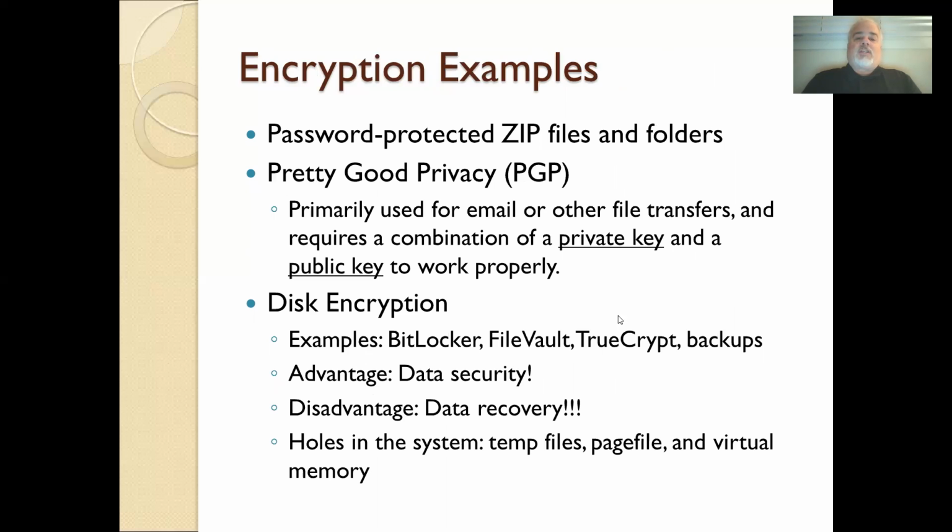So, encryption examples. I mentioned zip as a compression, but also an encryption. It not only compresses the file for size, but it encrypts it. Another one is Pretty Good Privacy, or PGP. Pretty good sounds like it's all right, it's okay, but it's actually really, really strong. And it is used by people who are going to share files, primarily email and other file sharing situations.